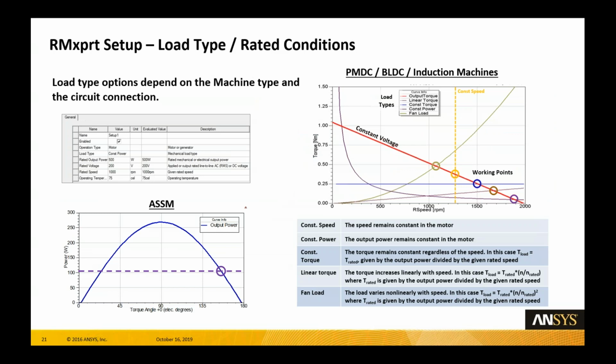Load type and rated conditions. Load type options depend on machine type and circuit connection. As you can see, there are a couple of options you can choose. It can either be constant speed, constant power, constant torque, linear torque, or fan load. Under different load types, it gives out the output as follows.